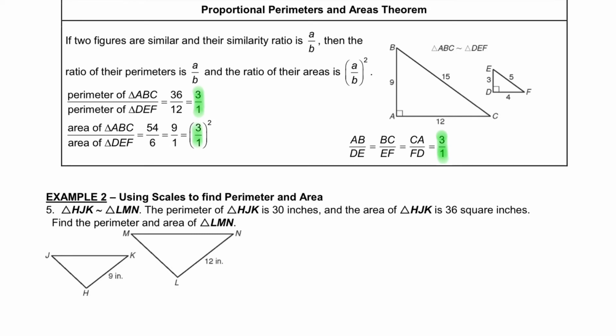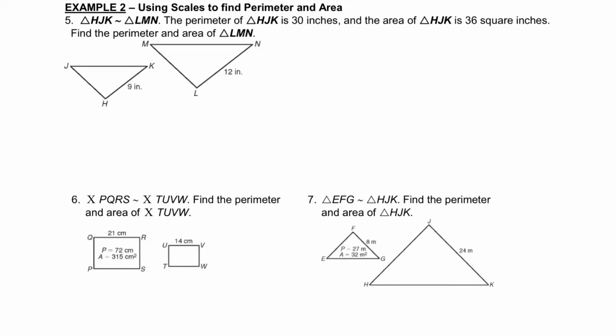Now let's move on to example 2, and let's try a couple of these problems. In number 5, we're given that these two triangles are similar, so we have to have that first. And then let's go ahead right away and set up our scale factor. On this one, let's use 9 in the small triangle. That corresponds with 12 in the large triangle. So let's set up a ratio using that. We have 9 in the small triangle corresponding with 12 in the large triangle. So that is our scale factor.